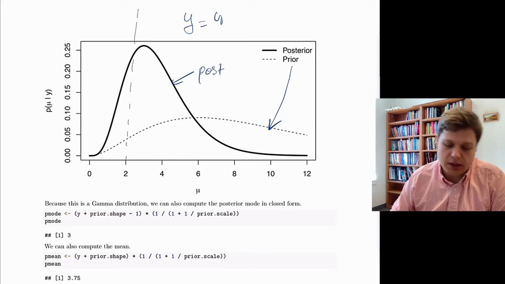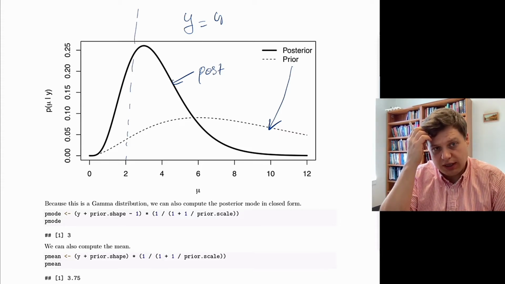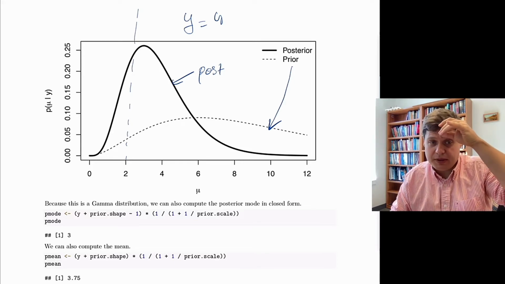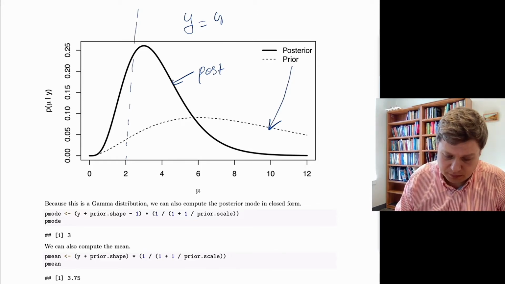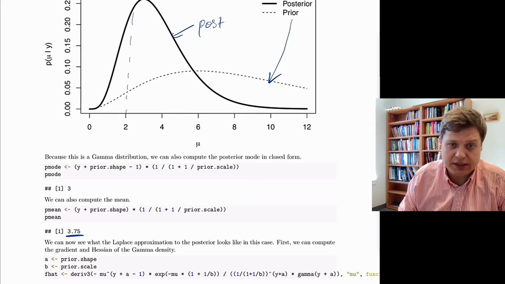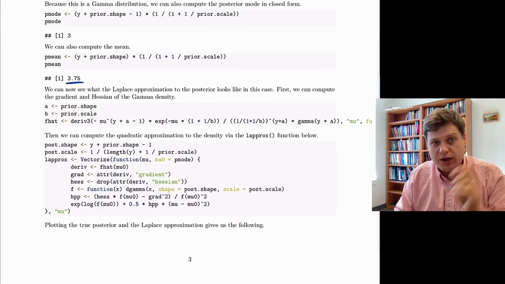It pulled the posterior towards the observed data, and so we're gonna calculate the Laplace approximation, and since we know that the posterior is gamma, we can calculate the mode without doing any optimization. The mode is actually 3.75 in this case, and then we're gonna calculate the width.